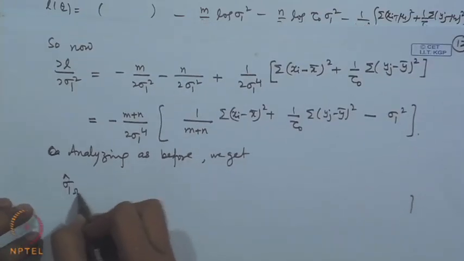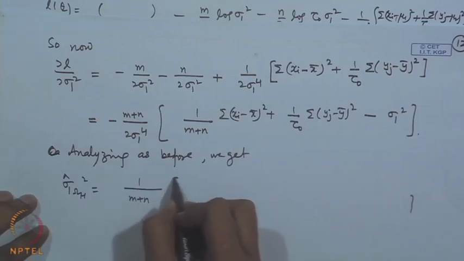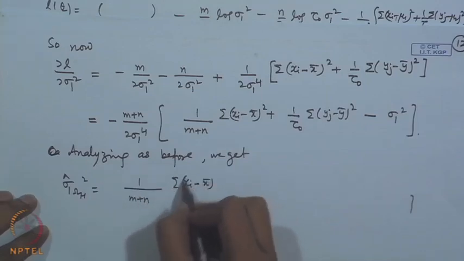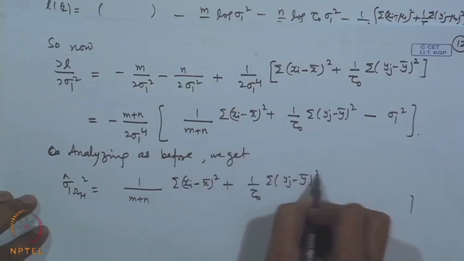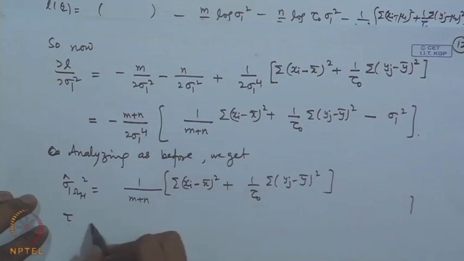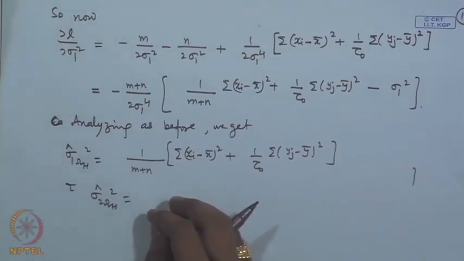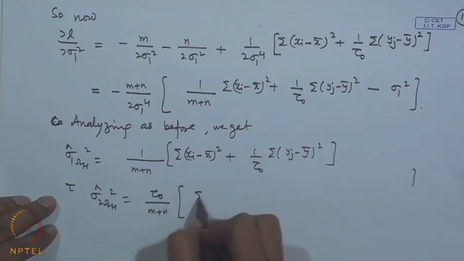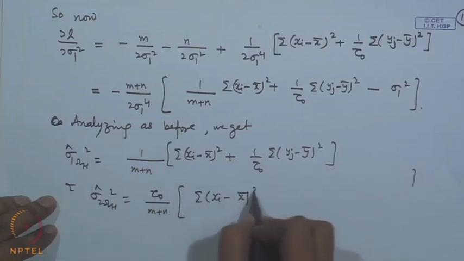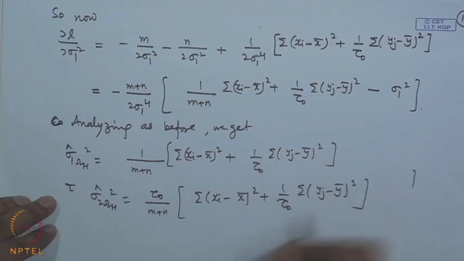sigma 1 omega_h hat square, that is equal to 1 by (m plus n), sigma (x_i minus x bar) square plus 1 by tau naught, sigma (y_j minus y bar) square, and sigma 2 omega_h hat square, that is tau naught times this. So, it becomes tau naught divided by (m plus n), and the same term here, (x_i minus x bar) square plus 1 by tau naught, sigma (y_j minus y bar) square.